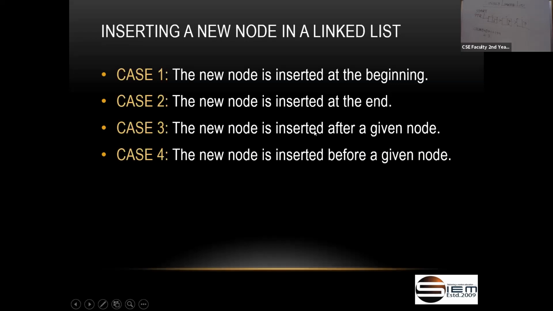Case 3 is the new node is inserted after a given node. Suppose you say that I want to insert the new node after the node which contains the value 3. So the new node will be inserted after 3. And case 4 is the new node is inserted before a given node. That means suppose you are saying that I want to insert a new node before the node which contains the value 5. That means the new node will be inserted before the node which has the value 5.